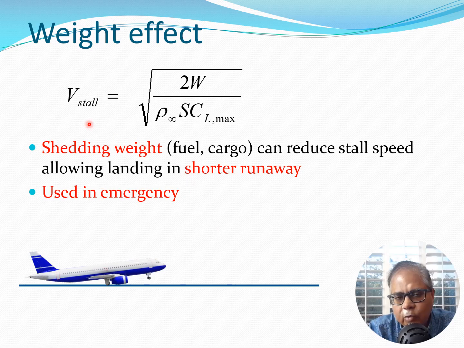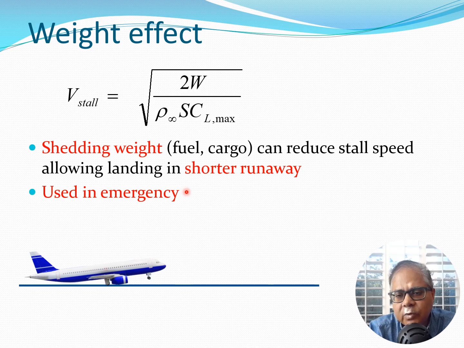Similarly, if you start looking at weight, you will see weight is in the numerator here. So if you actually were to shed weight, you could reduce the stall speed and so you could land in a shorter runway, and sometimes this is done. If you are in certain locations and you need to land quickly, the aircraft may throw off its fuel in some cases, and so with that you can effectively land in a shorter runway.